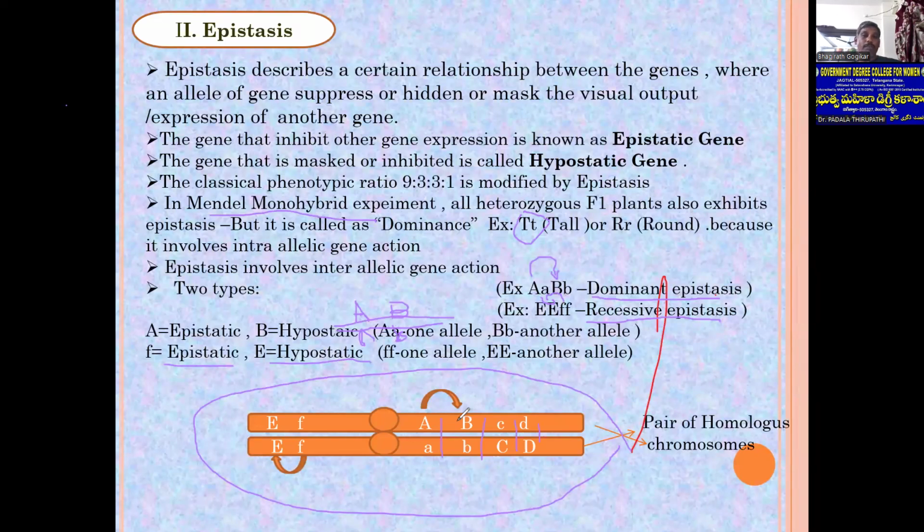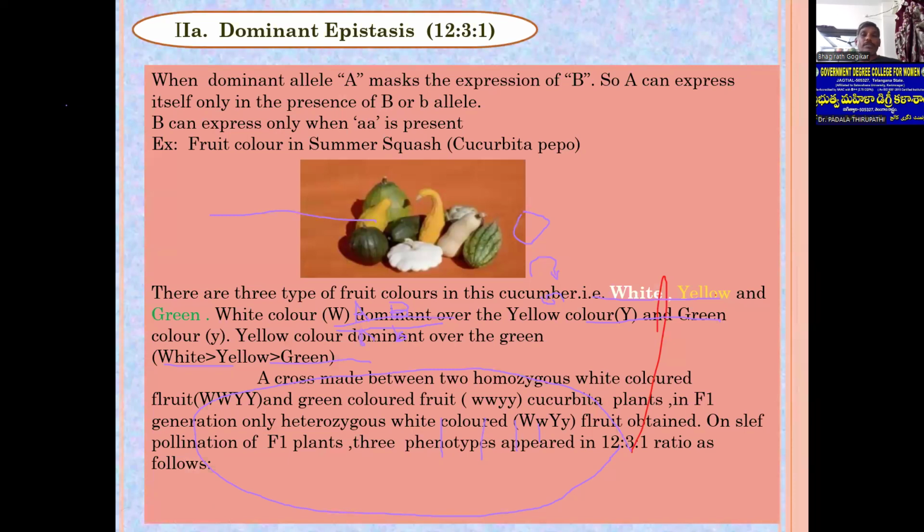Next, we can go for an example. Okay. Dominant epistasis, a good example is summer squash, that is Cucurbita. The fruit color in summer squash is an example for dominant epistasis.